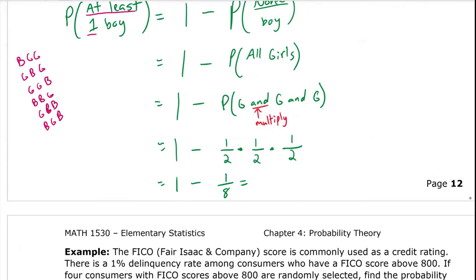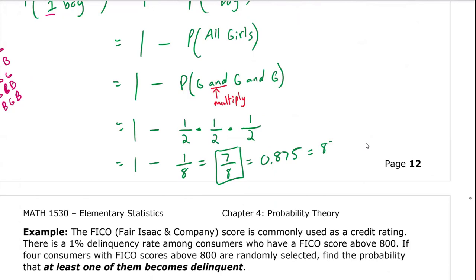1, subtract 1 over 8. Well, 1 whole, take away 1/8 is 7/8. So that is your probability right there. I think that's 0.875, which is 87.5% chance of what happening.